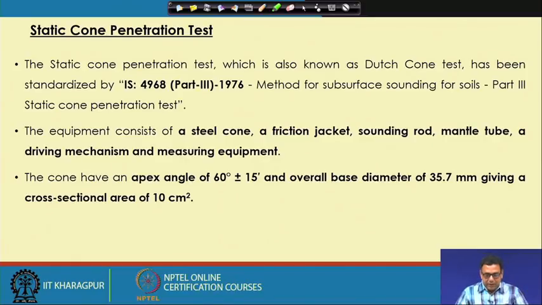So, this is some description as per IS 4968 part 3, 1976. This is the static cone. This equipment consists of a cone, friction jacket, sounding rod, mental tube, a driving mechanism and measuring equipment. So, this is the SCPT. The cone has an apex angle of 60 degrees plus or minus 15 seconds, an overall base diameter of 35.7 millimeter, and the cross-section area of the cone is 10 centimeter square.